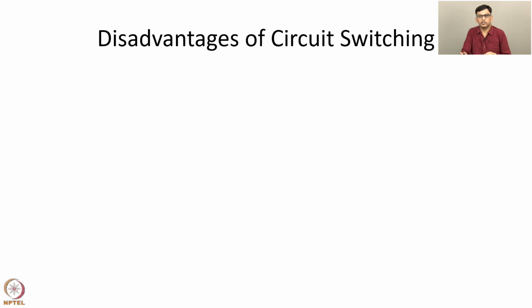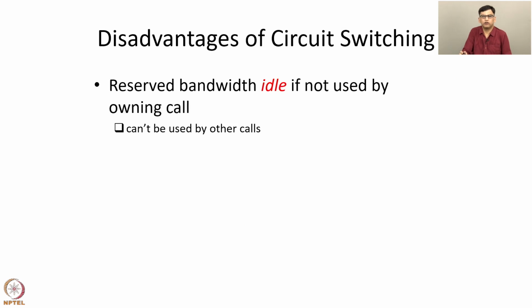But circuit switching has some disadvantages. The reserved bandwidth is idle if it is not used by the owning call, and this reserved bandwidth cannot be used by other calls. So in the previous example, 64 kbps was reserved for the path from A to B. If A and B are not using the call, they might be idle, or they might be thinking, or they might be away from their telephones. In that case, the bandwidth is idle. It cannot be used by other calls. So there is some wastage of bandwidth.